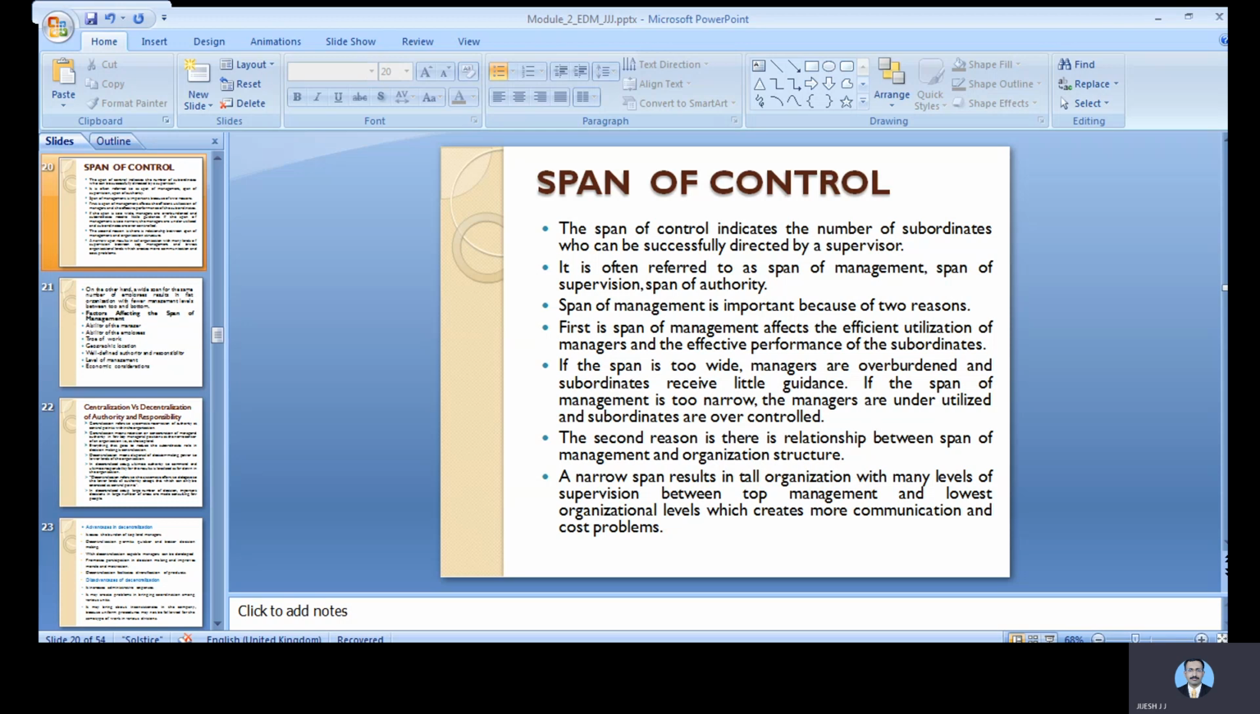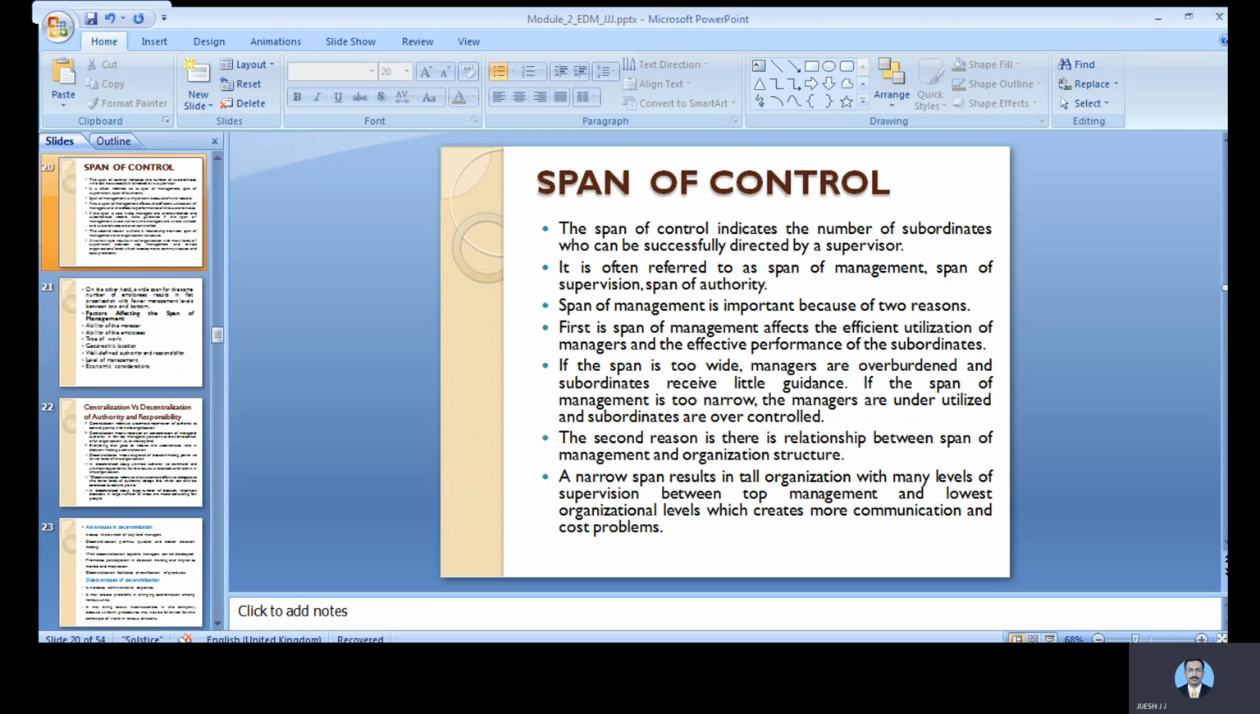They will not come to know what is really happening. If the span of management is too narrow as well, the managers are underutilized and the subordinates are over controlled. So it is very important to have a specific number, usually 5 to 10 employees with a manager; 10 or 15 you can have, which is an optimum figure. The second reason is that it depends on the activities the manager is associated with, so he can control as per that.